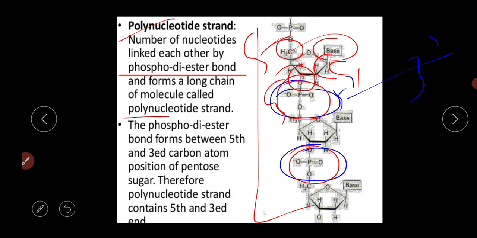From this video, session 2, we came to know the nucleic acid structure: the pentose sugar structure, the nitrogenous base structure, the phosphate group structure, and Chargaff's rule also. In our next class we will discuss the DNA structure and function.